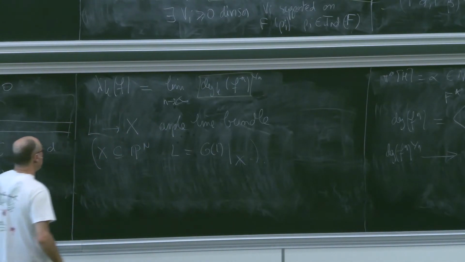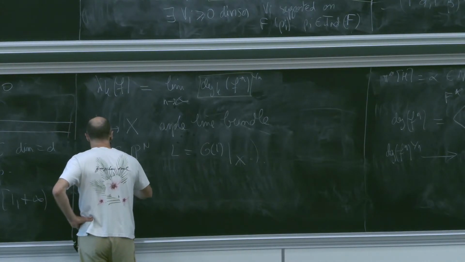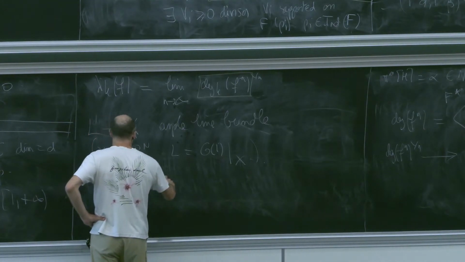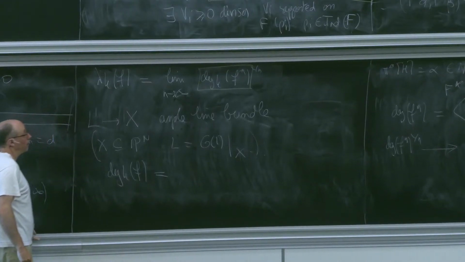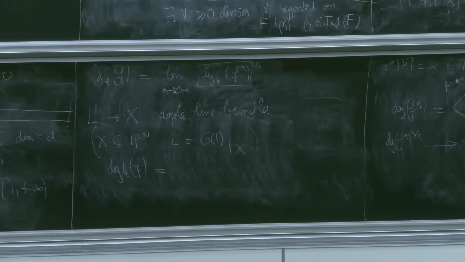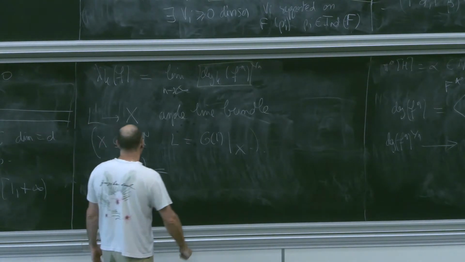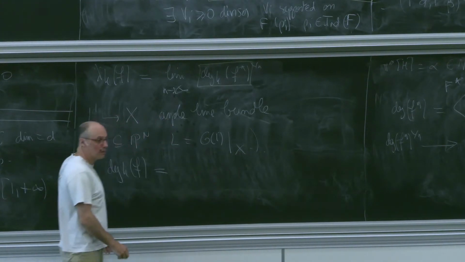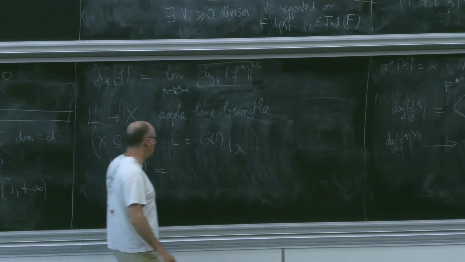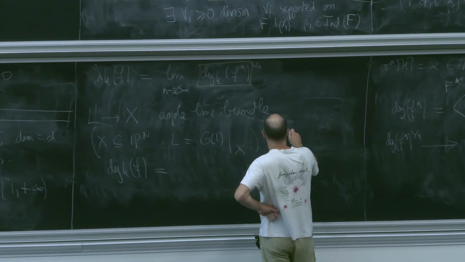Okay, and then we need to use this line bundle to define a degree, and the degree is going to be defined using intersection product. So let me write down a couple of things, and then I'll try to explain this afternoon if you are still alive.